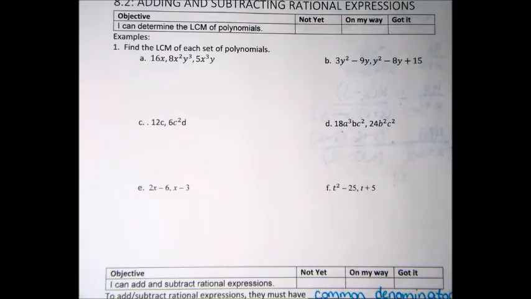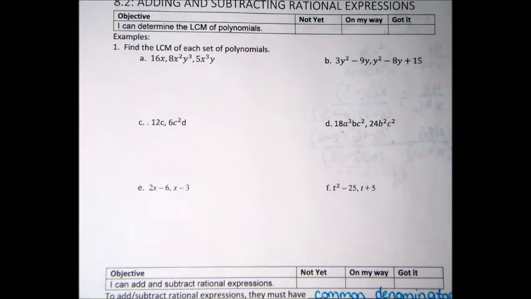All right, 8.2, we are now adding and subtracting our rational expressions. Because when we add and subtract rational expressions we need common denominators, the first thing we're going to do is practice finding what will be our common denominator. When it's not set in a denominator, we call it a least common multiple instead of the least common denominator.